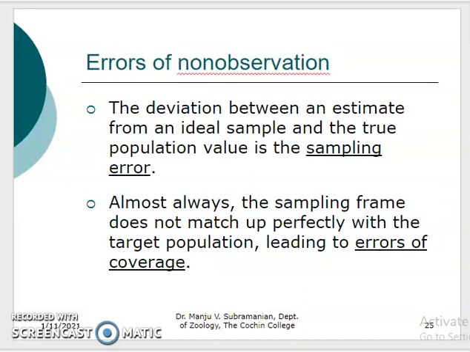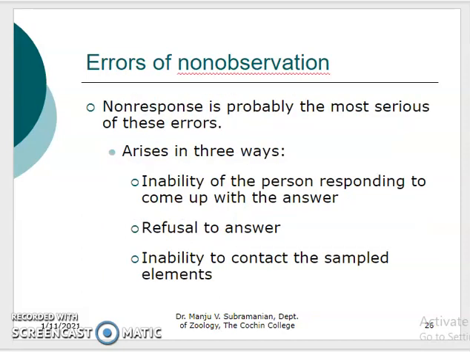There are certain errors of non-observation. A deviation between an estimate from an ideal sample and the true population value is called a sampling error. Almost always the sampling frame does not match up perfectly with the target population, leading to errors of coverage. So these are the two errors of observation, and non-response is probably the most serious of the errors.